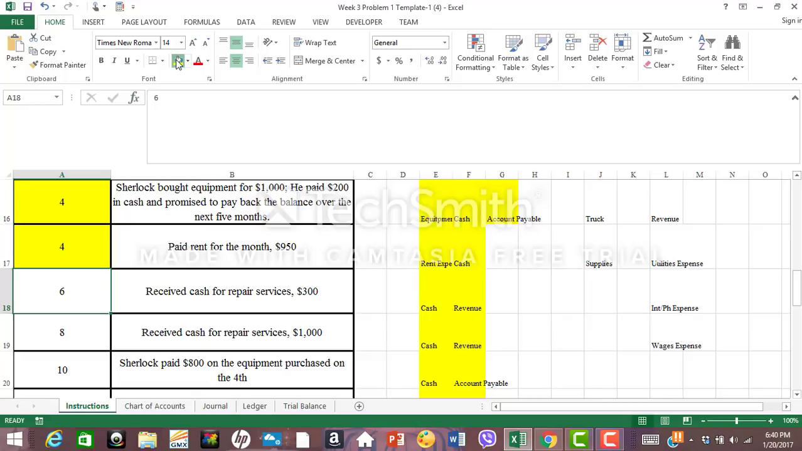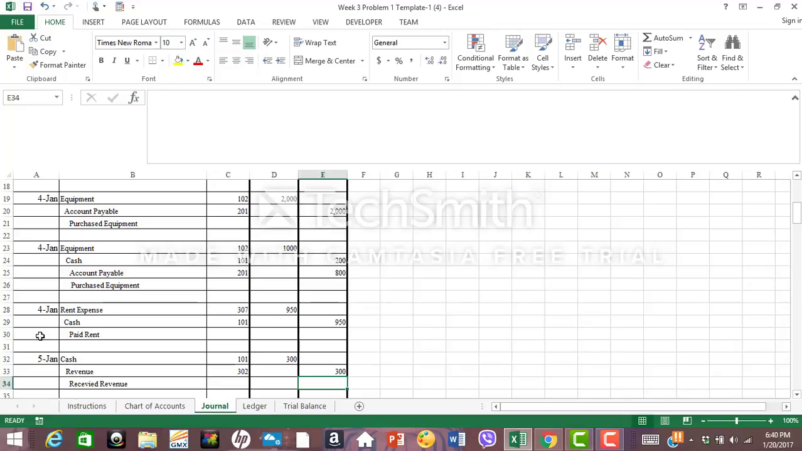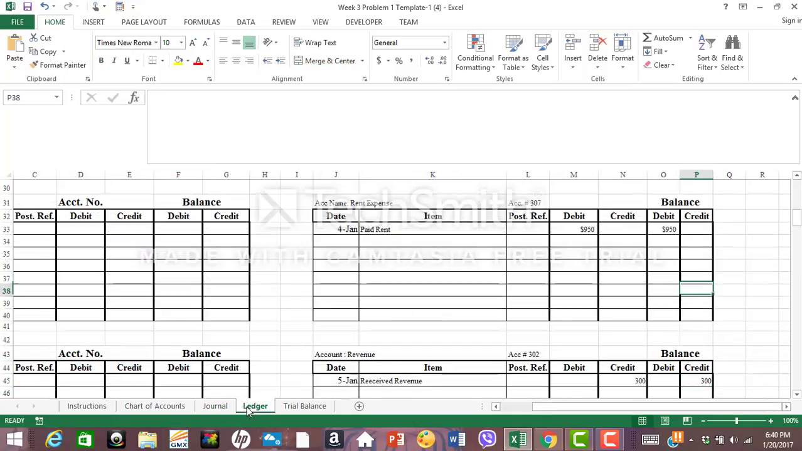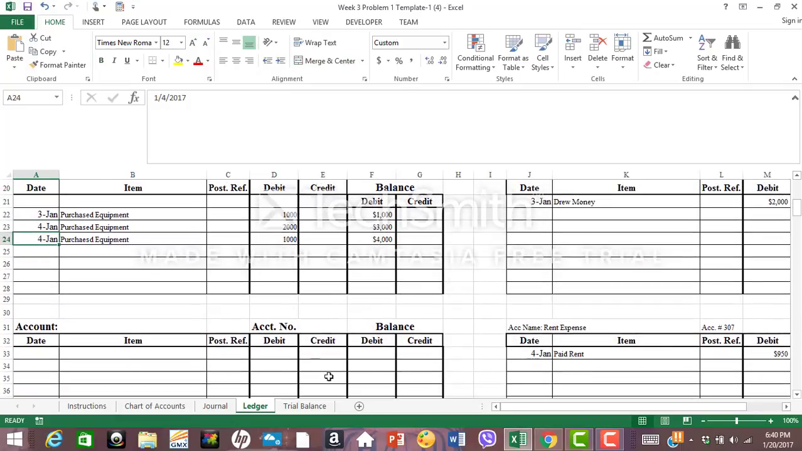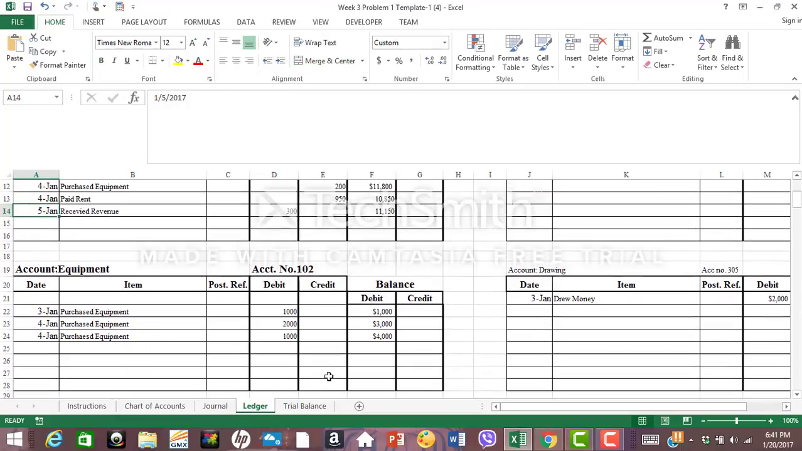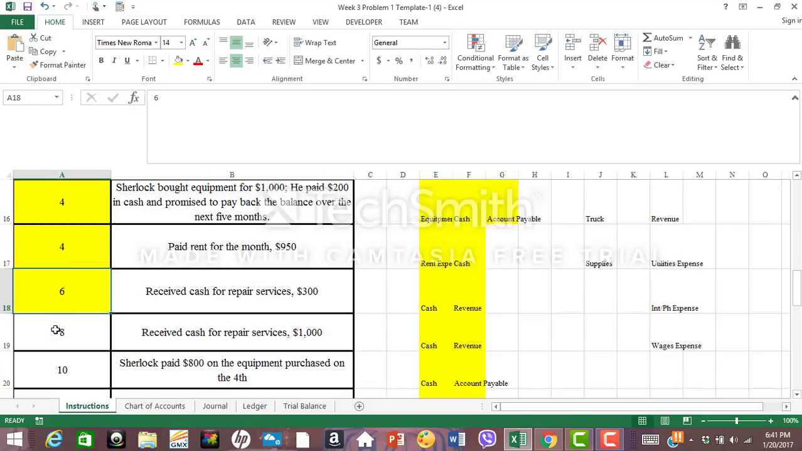It is actually January 6th, so make sure you change all of these to January 6th instead. January 6th, ledger. See, when you're trying to do stuff a little bit quicker so you can fit everything within a certain time, it doesn't work that way. All right, January 6th. All right, the next question is received cash for repair services for $1,000.